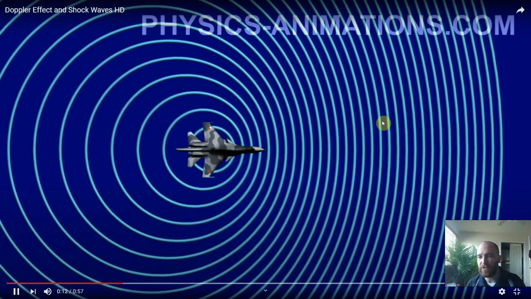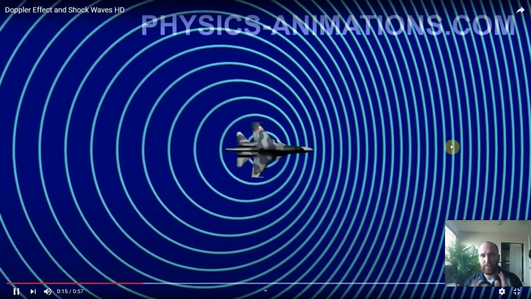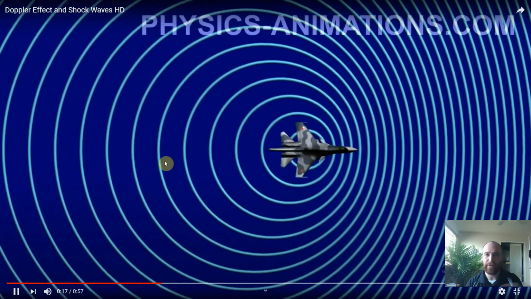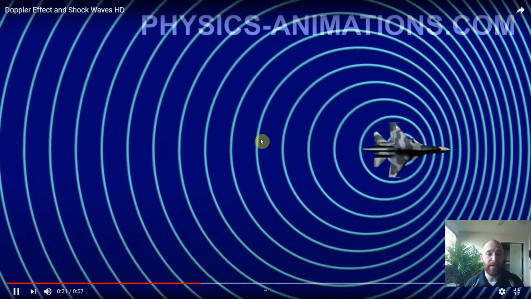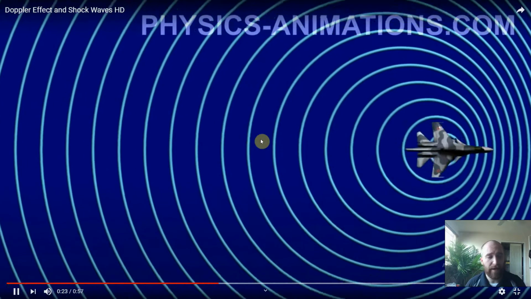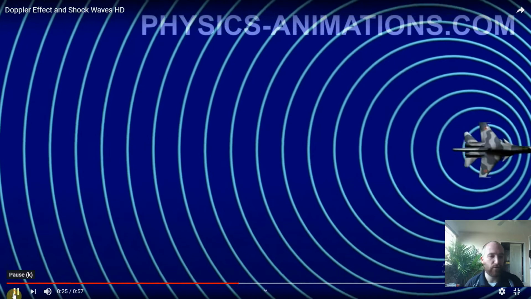And so that's it. If you're just in front, these waves bunch up. If you're behind, they're spread out, which means they'll hit you in front of the plane more frequently, or behind the plane less frequently. And that's why you notice something different if it's moving towards versus away from you.